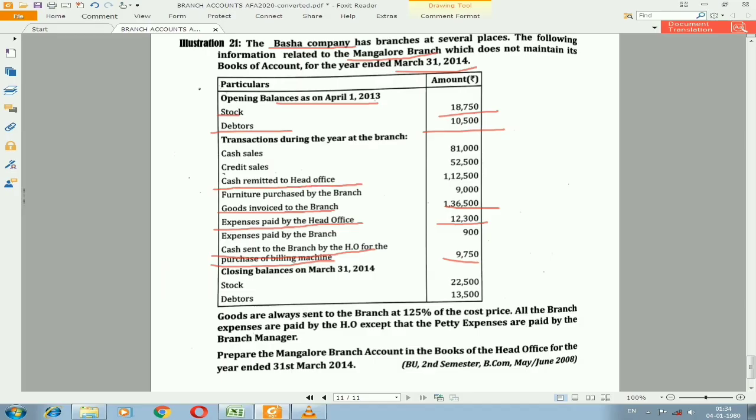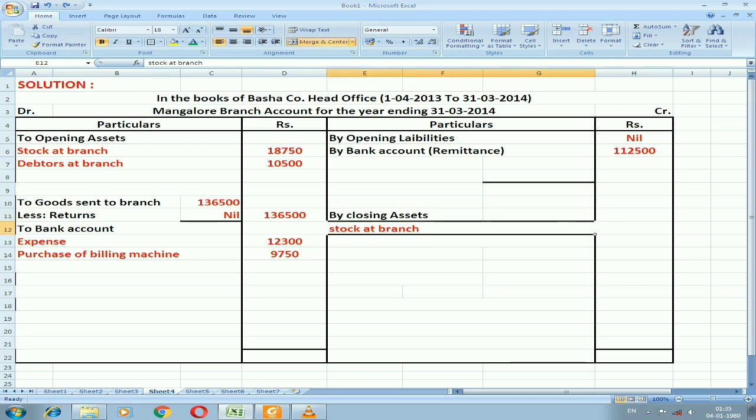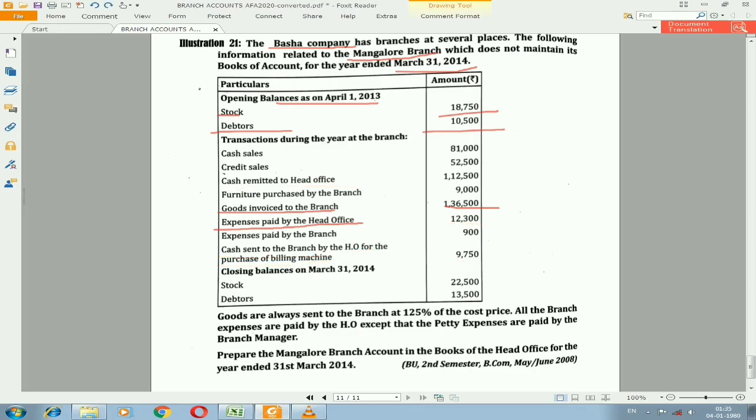Then we need to record a remittance amount, as they have already given directly. That we need to take 1,12,500. If they have not given directly what was sent to head office, then we can take cash sales and cash received from debtors. Let us close the assets. Stock at branch. In the illustration, we have a closing stock value with the amount of rupees 22,500, which is on the closing day.